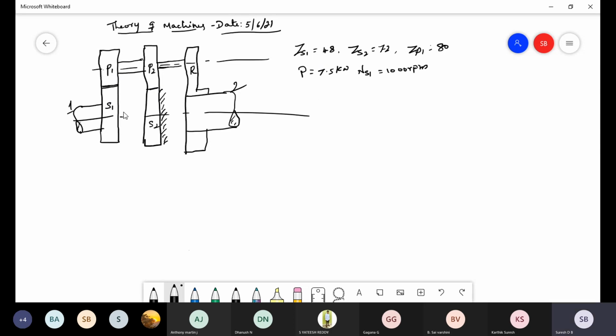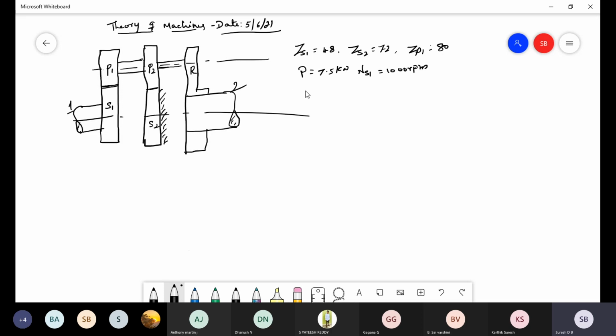See here, S1 and S2 gears are lying on the same axis, and P1 and P2 are lying on the same axis. In that case, the radius of S1 plus the radius of P1 is equal to the radius of P2 plus the radius of S2. Like that you can find out the number of teeth.